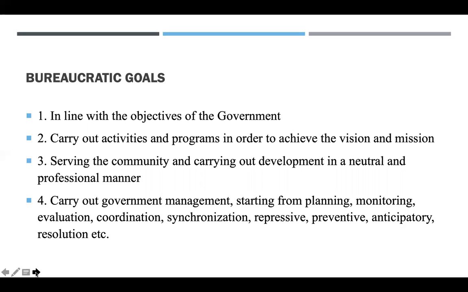If you remember, in the preamble of our constitution, we have four purposes why the state still exists. One of them is the welfare of the society. So the government has to ensure that our society gets welfare. So that's why the bureaucracy still exists, to support or to help the government to achieve their goals.